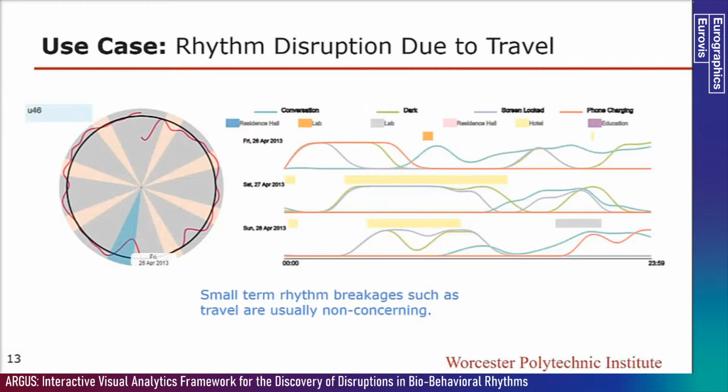Small disruptions in rhythm are not concerning. The user needs to be able to contextualize such small disruptions to disambiguate them. The user notices a large break in U46's georhythm. The user clicks on the days, which happen to be Friday, Saturday, and Sunday, and notices from the bar over the sensor value lines that U46 was detected to be in a hotel during parts of those days. This contextualization helps a user disambiguate such a disruption.